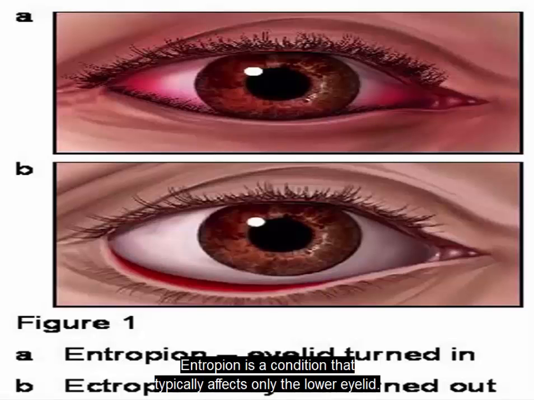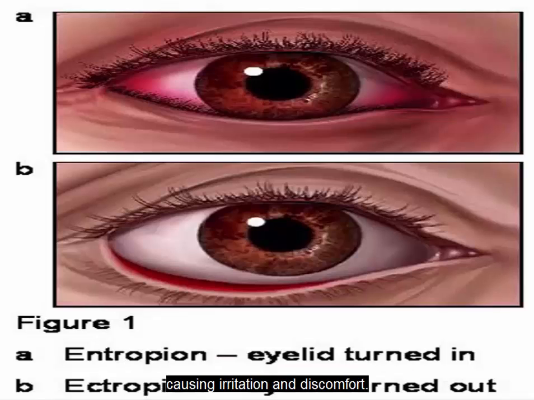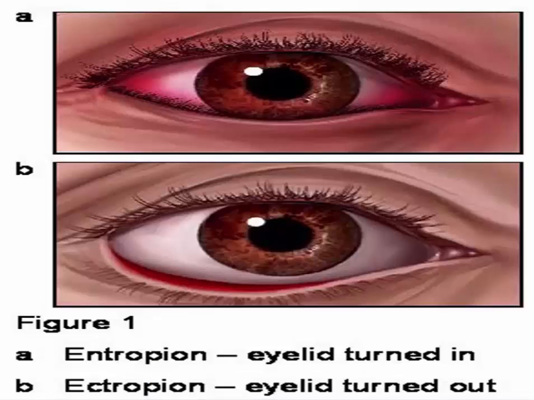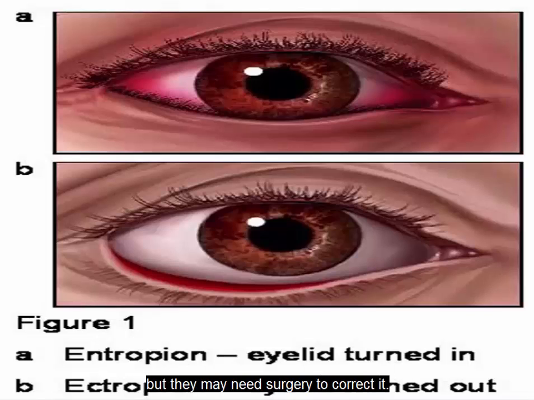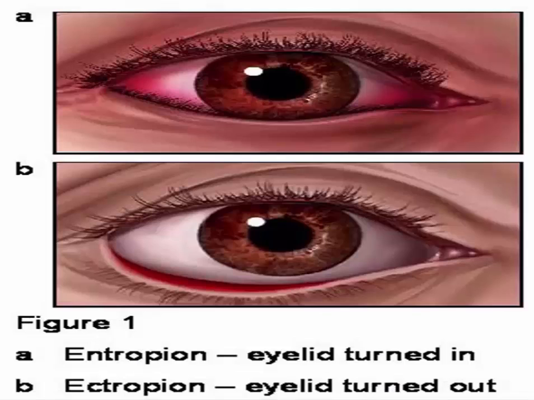Entropion is a condition that typically affects only the lower eyelid. It is when the lower eyelid turns inward so that eyelashes and skin rub against the eye surface, causing irritation and discomfort. Entropion occurs most often in older people, and it affects women more than men. Artificial tears and lubricating ointments can help relieve symptoms of entropion, but they may need surgery to correct it. Left untreated, it can cause damage to the cornea, which can then lead to vision loss.